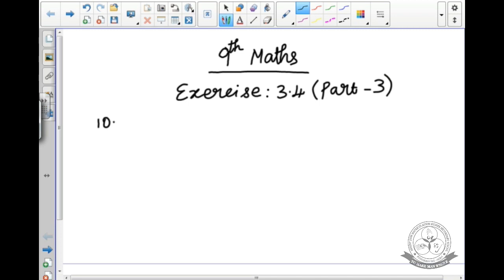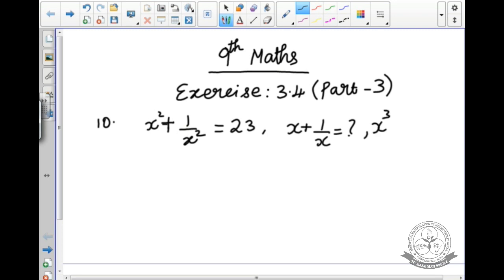If x square plus 1 by x square is equal to 23, then find the value of x plus 1 by x and x cube plus 1 by x cube.